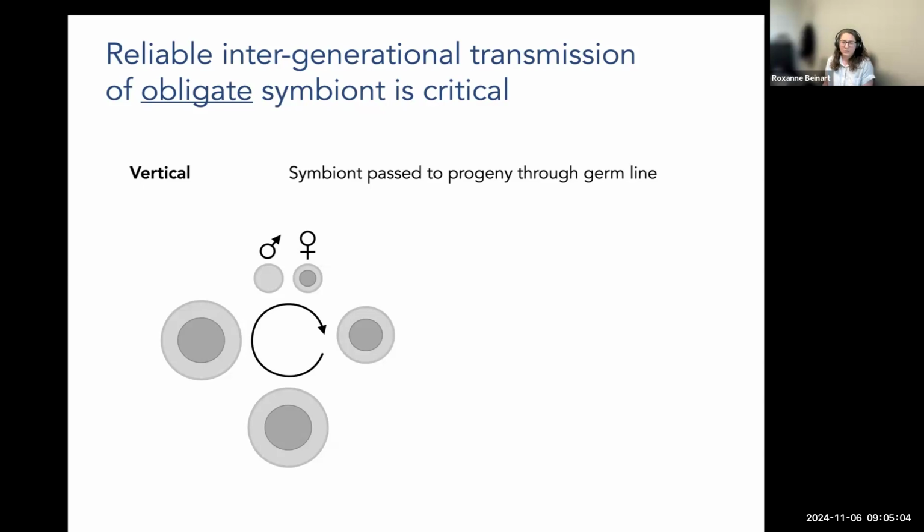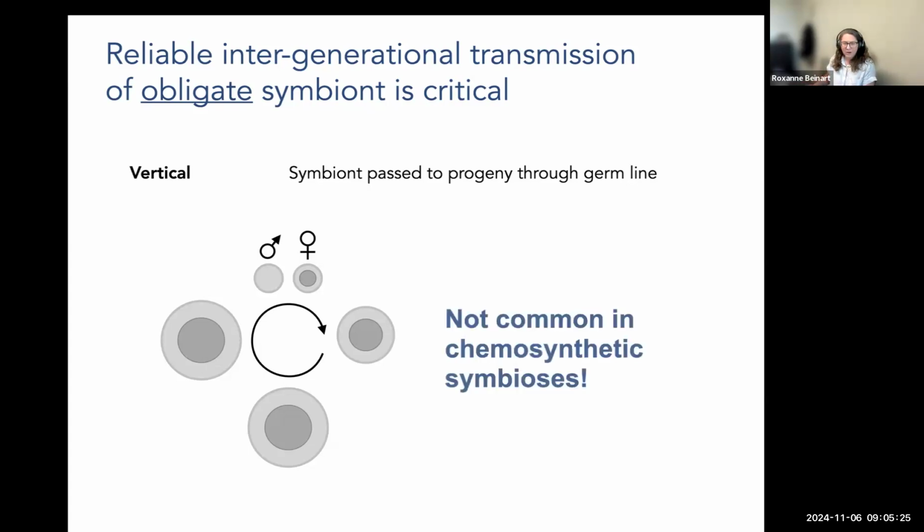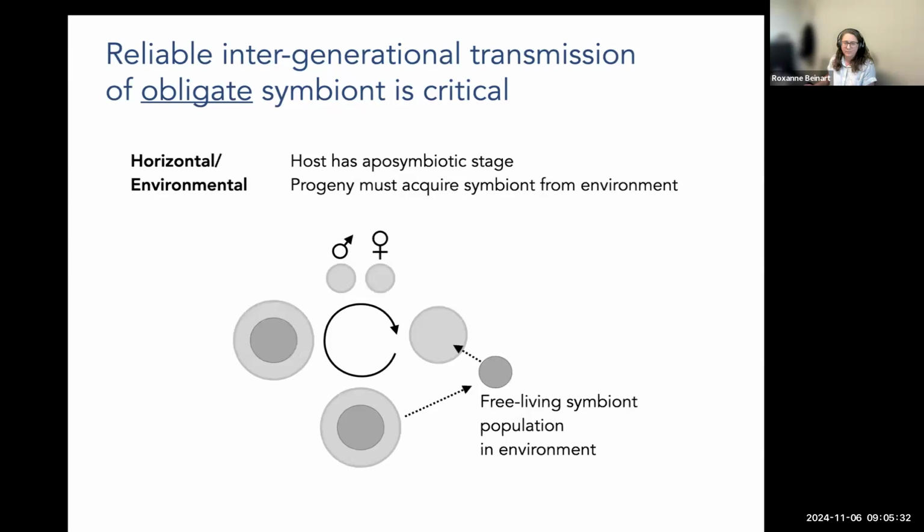One way of doing this is a process called vertical transmission, where the bacterial symbionts are passed to the progeny directly through the germline, actually associated with the germline of the adults, and then grow with the animal as they develop. However, in the vent environment, this is not a very common mode of transmission. There is at least one example, but it's not very common.